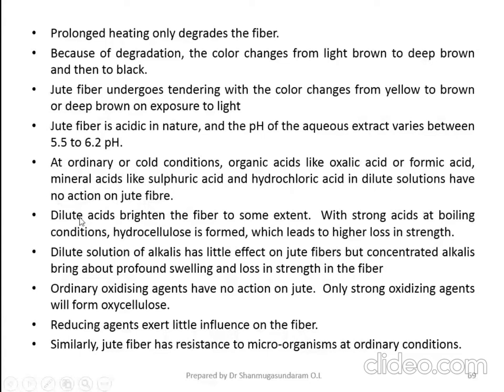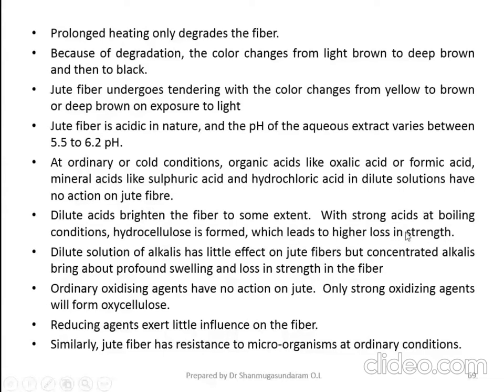Okay. Dilute acids brighten the fiber to some extent. So what is the action of dilute acid on your fiber? It will brighten, that is, it will increase the shining effect of the fiber. Whereas if you treat the jute fiber in strong acids at boiling condition, what will happen? There is a formation of hydrocellulose. Hydrocellulose formation is nothing but degradation of the cellulose. Finally, it leads to loss in tensile strength.